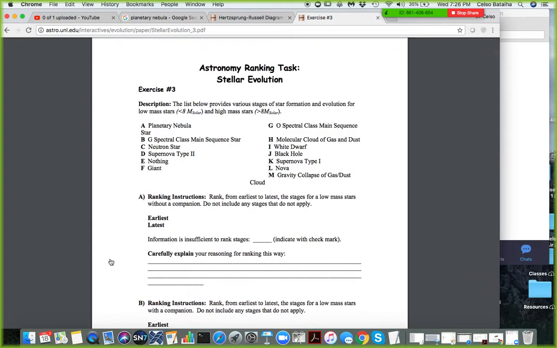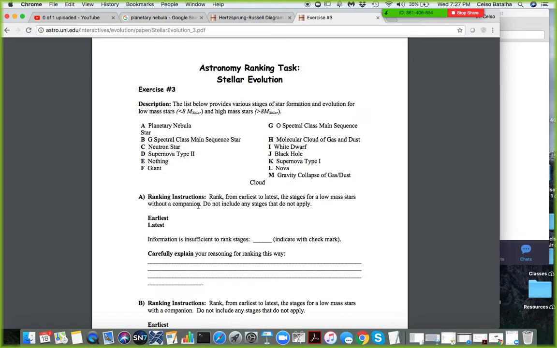Okay, astronomy evolution, another one. The list below provides various stages of star formation and evolution for a low mass star and high mass star. Tomorrow we are tackling high mass stars, but we can say something about low mass stars. So rank from the earliest to the latest the stages for a low mass star without a companion.